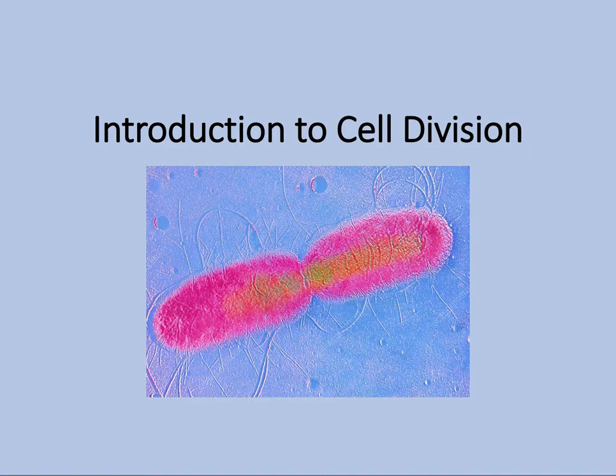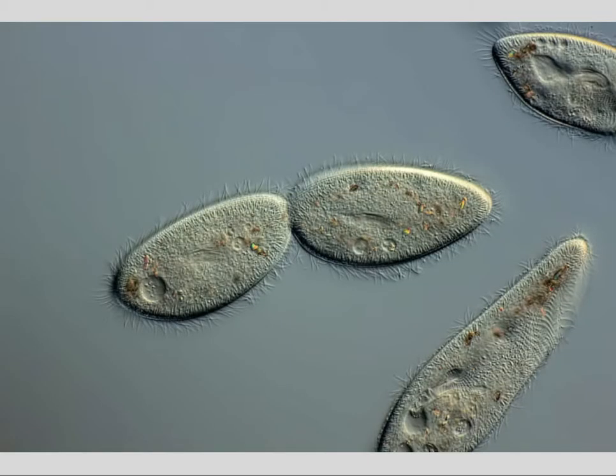Welcome to our introductory lesson on cell division. So as you know, all living things need to have a way to reproduce to pass their genes on to the next generation. Some organisms reproduce asexually, where there's only one parent involved, and other organisms reproduce sexually, where you have two parents and the offspring is a blend of the two parents.